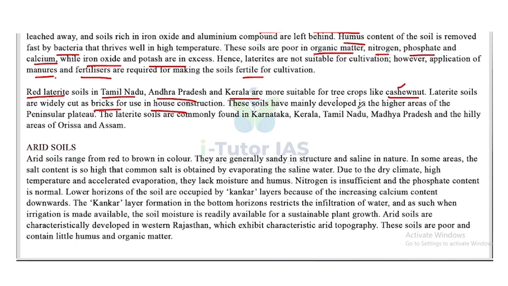These soils have mainly developed in the higher areas of the peninsular plateau. The laterite soils are commonly found in Karnataka, Kerala, Tamil Nadu, Madhya Pradesh and the hilly areas of Orissa and Assam. Okay, next one is arid soils.